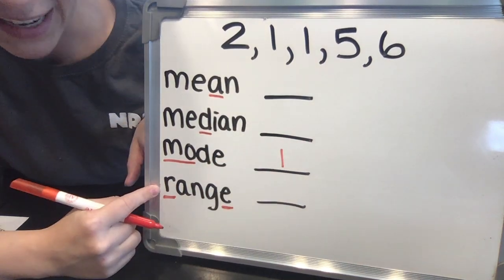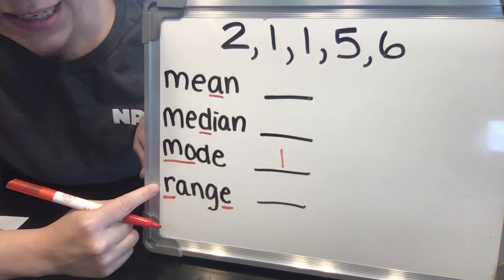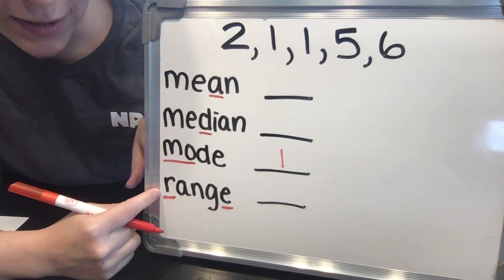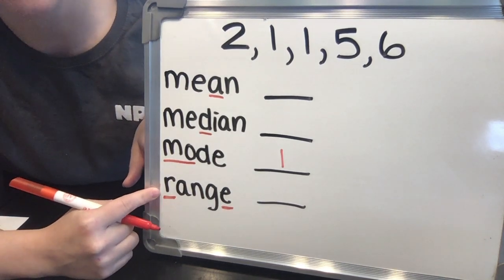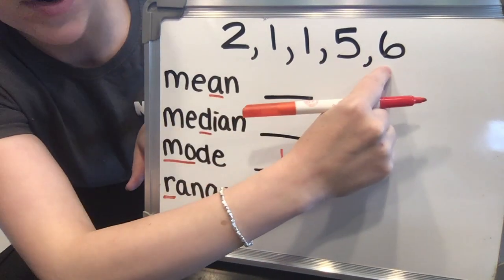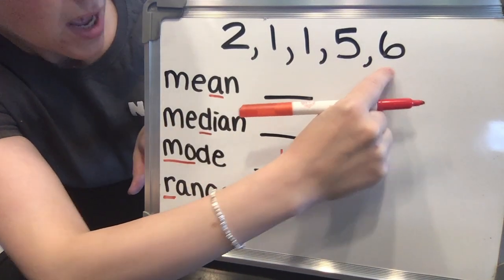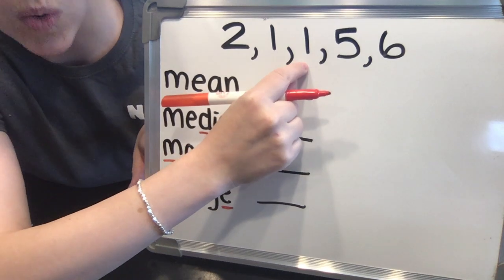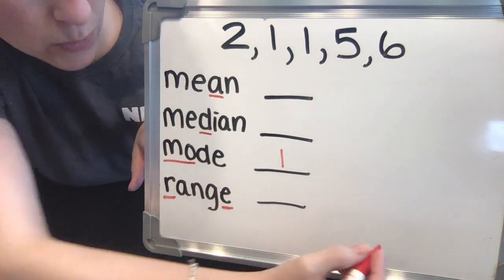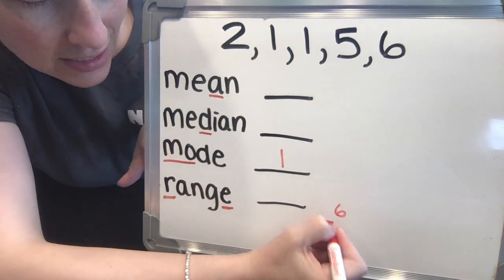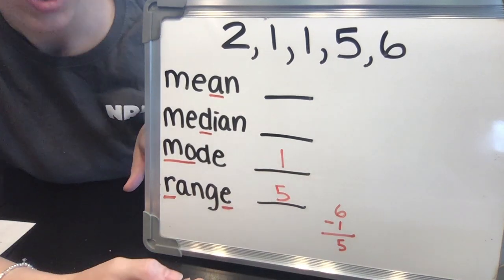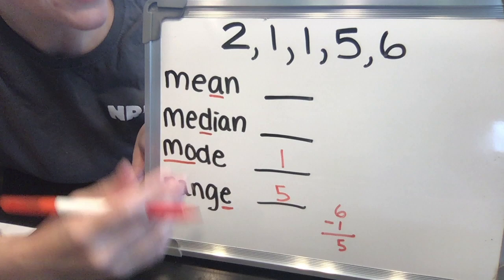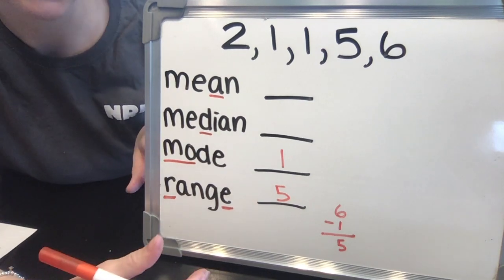I like to do range next, and the reason is because all I'm going to do is find the difference, which means I'm going to subtract the biggest and the smallest number on my list. My biggest number is a 6 over here, and my smallest number that I see is a 1. So I want to find the difference between 6 and 1. So I'm going to do 6 minus 1 is 5. That means the range of my data is 5. So the difference between the biggest number and smallest number is 5.